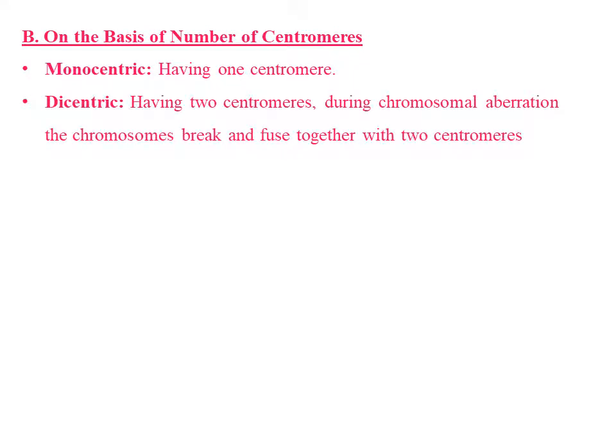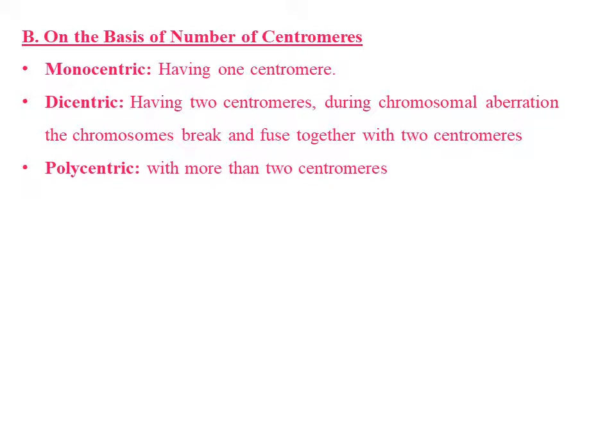On the basis of the number of centromeres, the chromosomes are further classified into monocentric, dicentric, polycentric, acentric, and holocentric. The monocentric chromosomes have only one centromere, but the dicentric chromosomes have two centromeres. That is, during chromosomal aberration, the chromosomes break and fuse together with two centromeres. They are also unstable as the centromeres tend to migrate to the opposite poles, resulting in fragmentation.